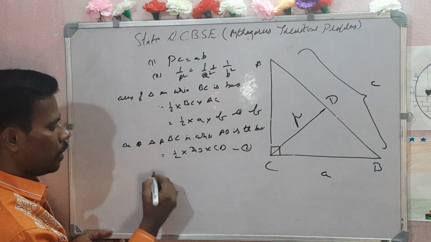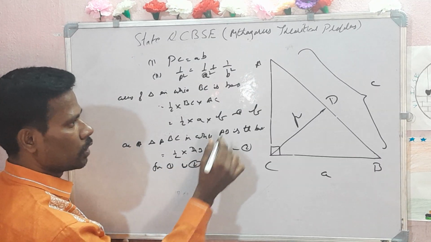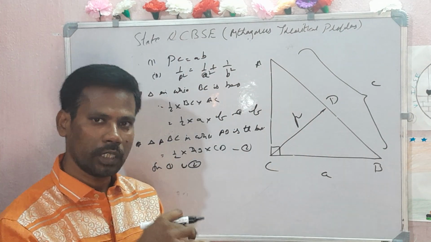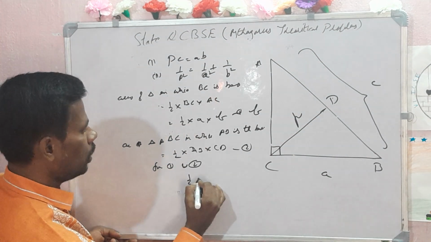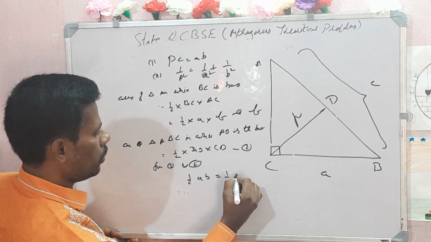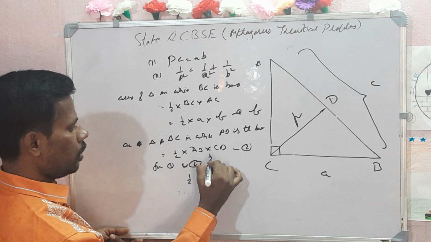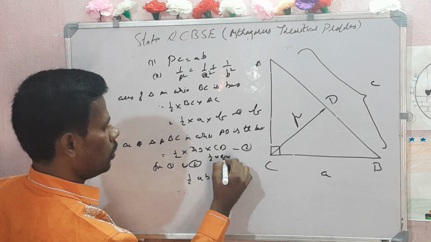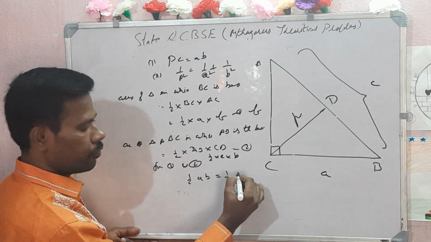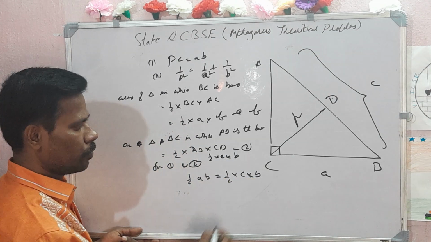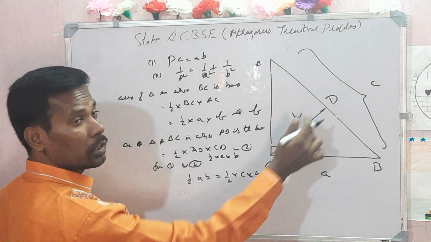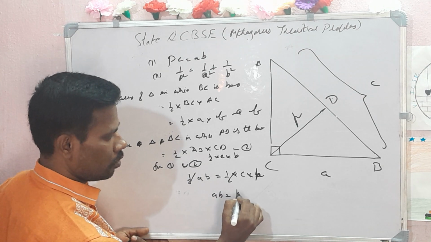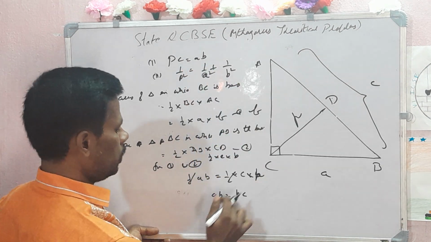So therefore from 1 and 2, the area of the triangle remains the same. Whether you turn it upside down, it will remain the same. So half into AB into CD is equal to half into a into b. AB is nothing but c, into CD is nothing but p, I am sorry, p. So half cancels, and c times p is equal to ab. First bit is over. So pc is equal to ab.